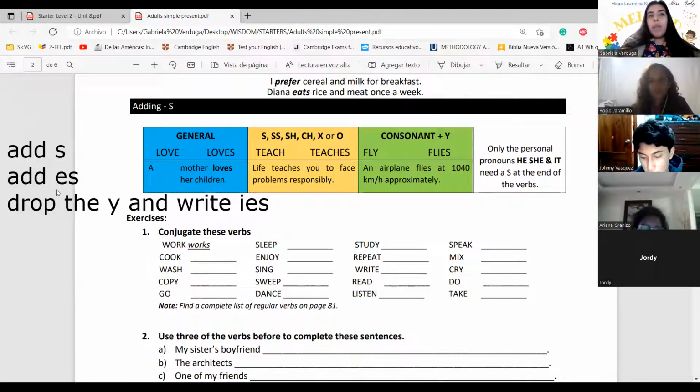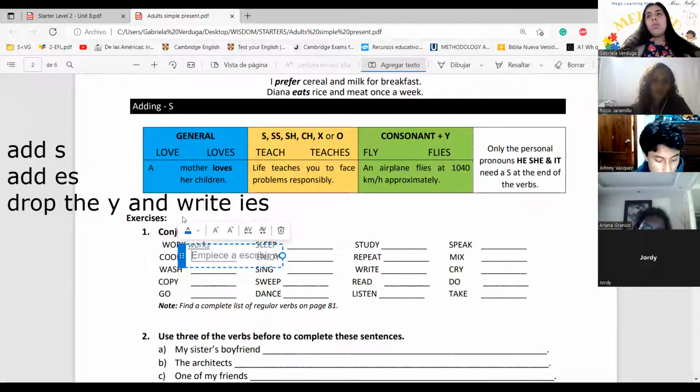Yes, what do we have to do? And the next word, Marieli, cook. What do we have to do with cook? Cooks, we add s, yes. You have to complete, tiene que completar. ¿Cómo se pronunciaría la palabra y qué es lo que hizo? Agregó S, agregó ES o cambió la Y por IES. Yes, in this case you say cooks, add S.